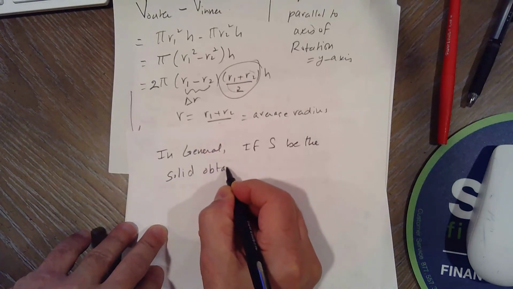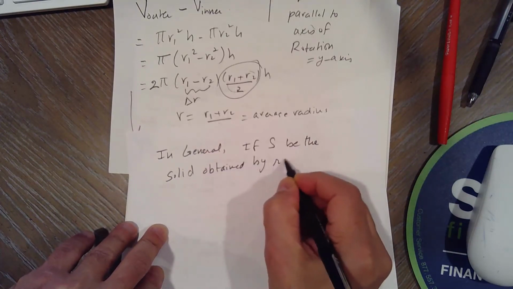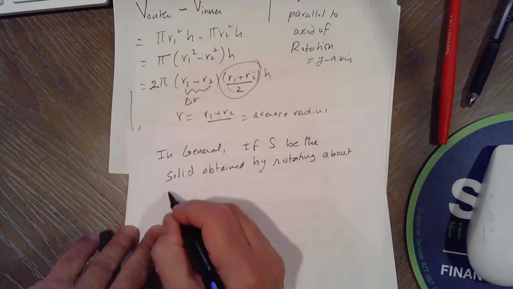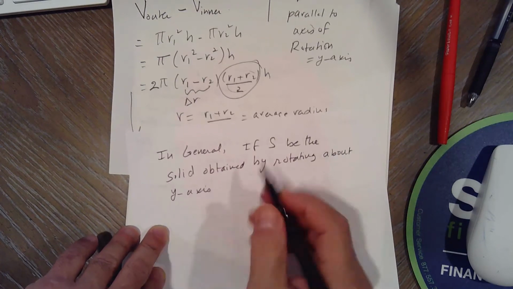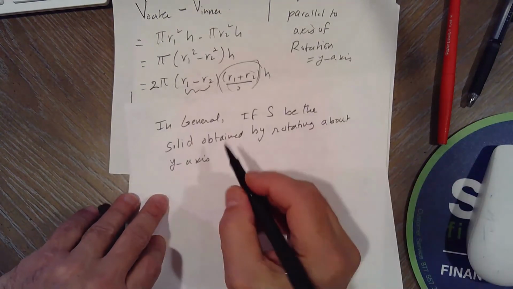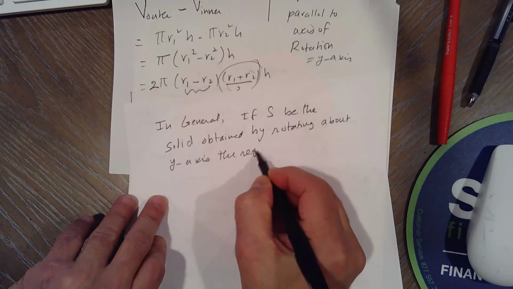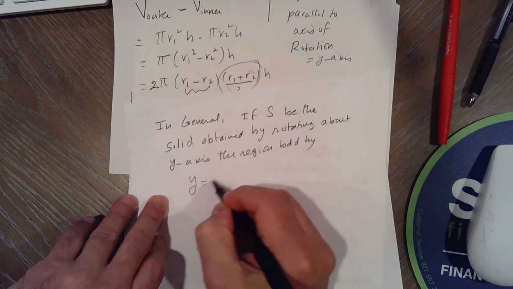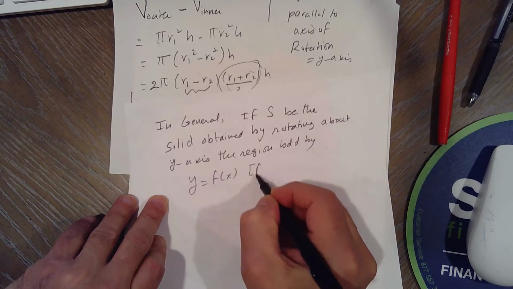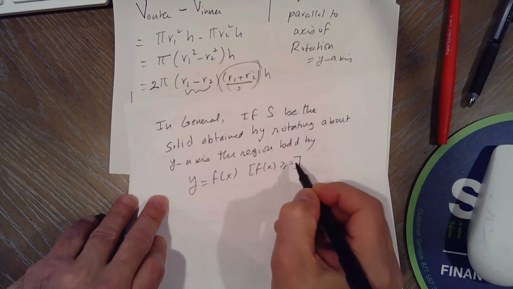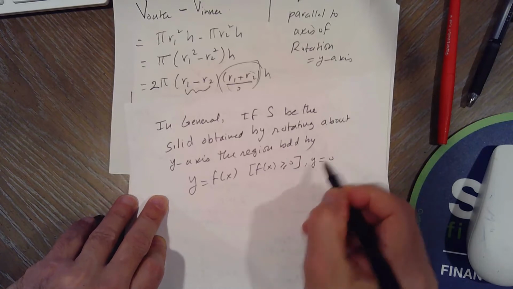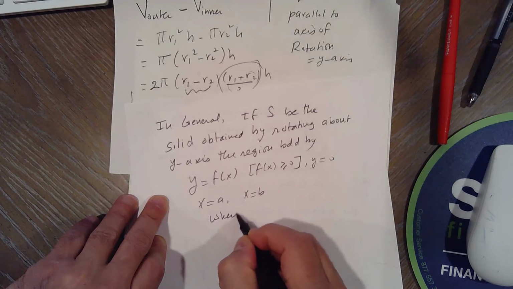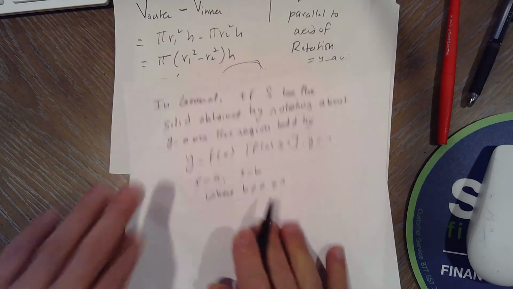obtained by rotating about the y-axis or the x-axis. It's similar. The region bounded by y equals f of x, where f of x is greater than 0, so we're talking about above the x-axis, y equals 0, x equals a, x equals b, where b is greater than a is greater than 0.